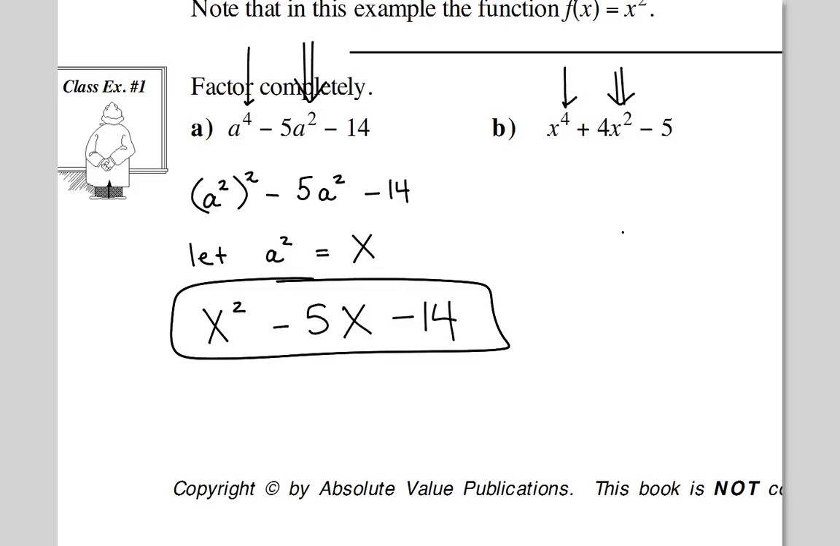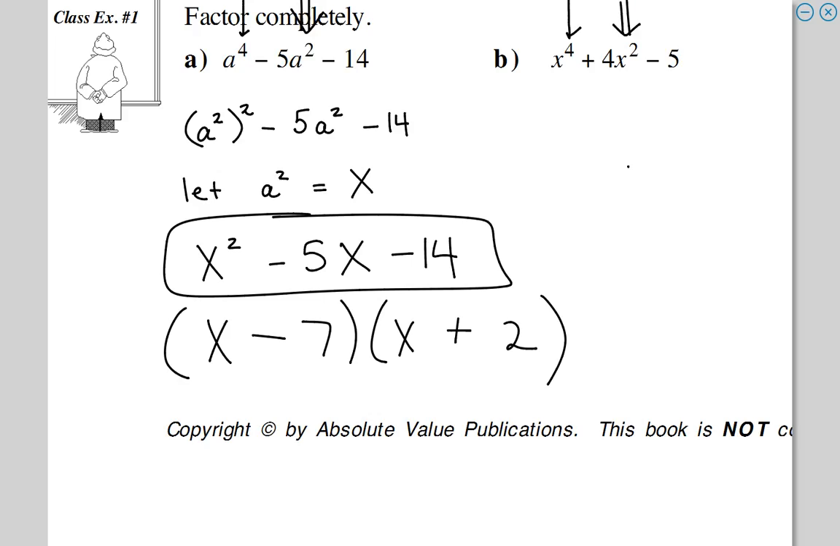So what multiplies to 14 and adds to 5? Good, 7 and 2, and then decide on the sign afterwards. So it's going to be big X 7, big X 2. Now which one's negative? The 7. And then all you got to do is resub in what big X was. What was big X? A squared.